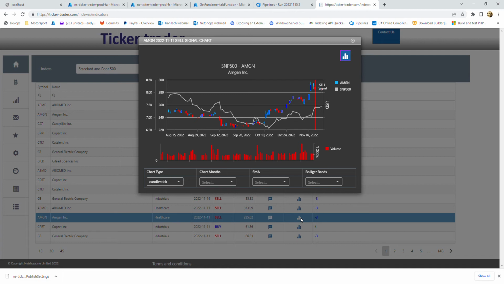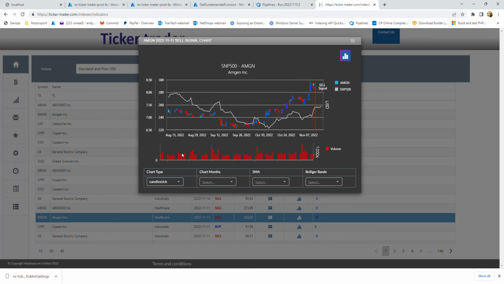So what you're looking at is a candlestick chart from August to November, and we have a line on that chart which represents the index that the stock is in. So here's the stock, which is a candlestick, and then here's the index here. We can remove that if you want to get a clearer view of the candlestick chart, or we can click it and put it back there. So this red line is where the sell signal was generated.